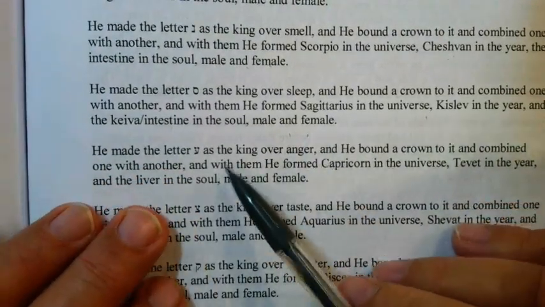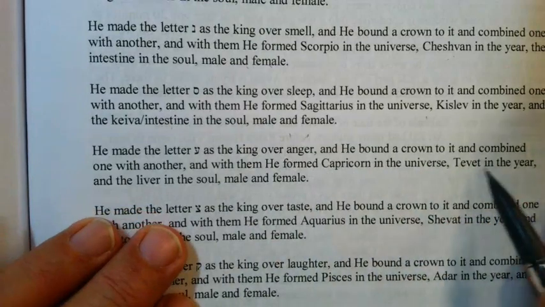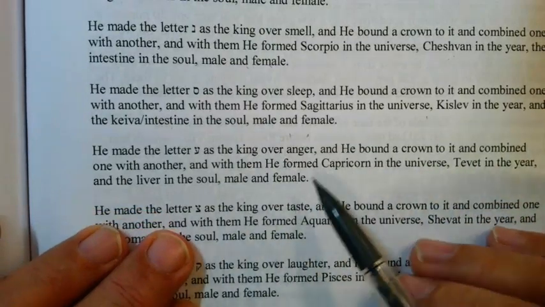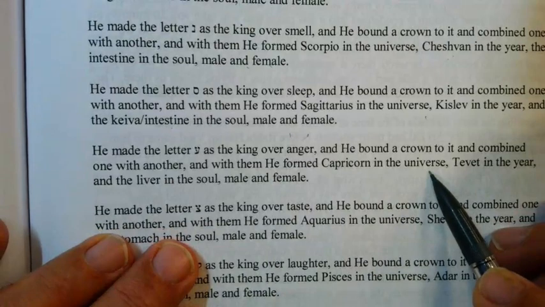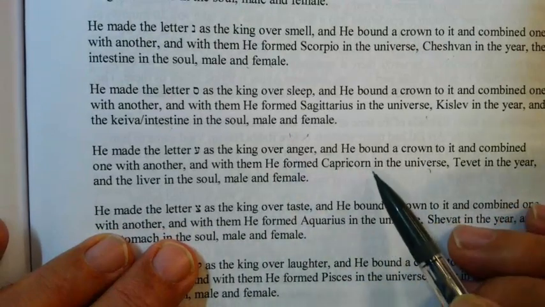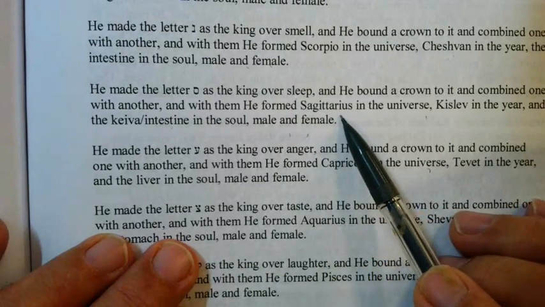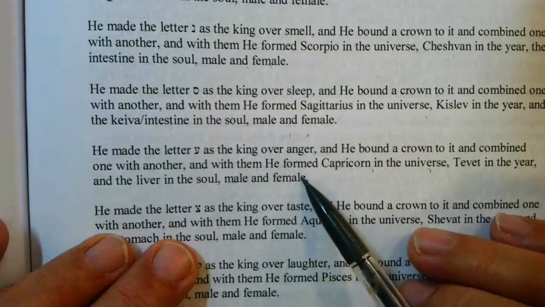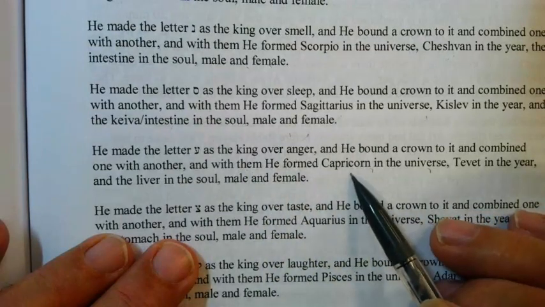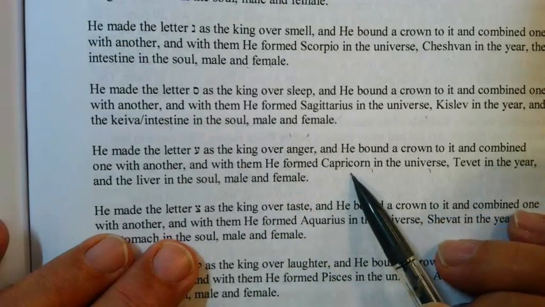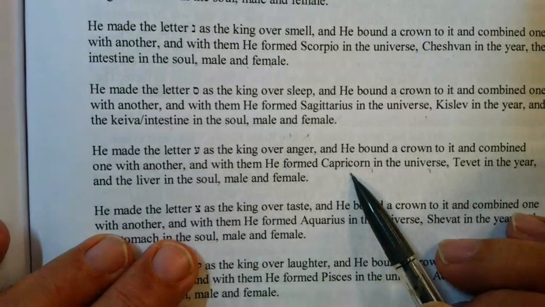He made the letter Ayin as the king over anger, and he bound a crown to it and combined one with another, and with them he formed Capricorn in the universe. Notice that anger goes with Capricorn. Sleep goes with Sagittarius. It's deep night at that time. So I've said that Rabbi Yaakov Kronenberg, I seem to say privately, that Capricorn is the concept of being trapped. As I say, Capricorn wants to get out. And that's why many Capricorns are really deeply involved in Kabbalah, seeking the light. That's what little explanation he gave.